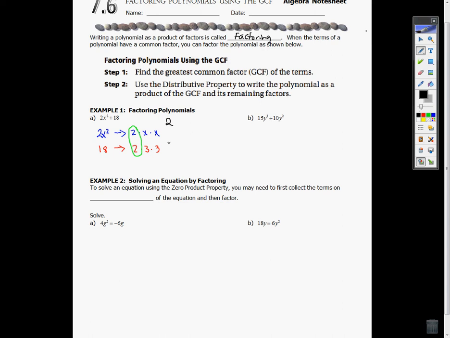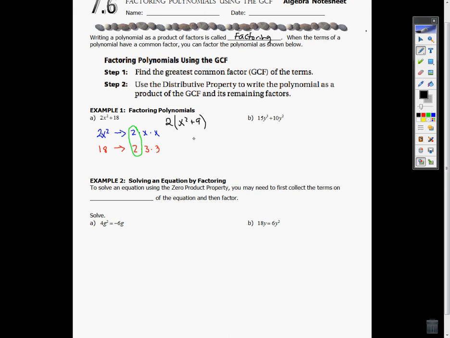Now, what happens when I actually, I'm going to use the word undistribute. We're basically using the distributive property in reverse. If I were to take this 2 out of each of these terms, and I was to divide it out of each term, when I divide 2x squared by 2, I'm left with just an x squared. And when I divide 18 by 2, I'm left with 9.